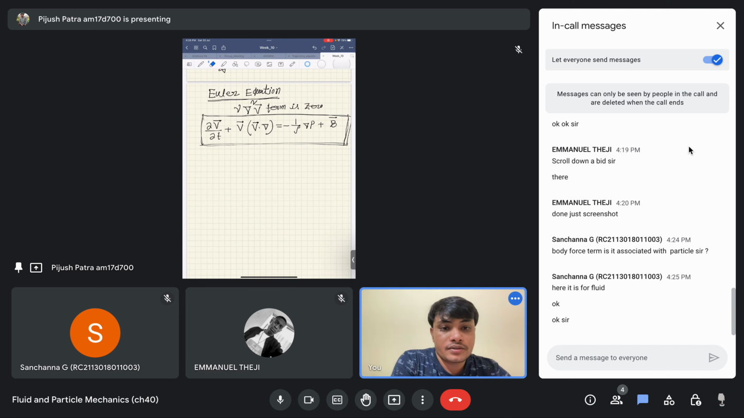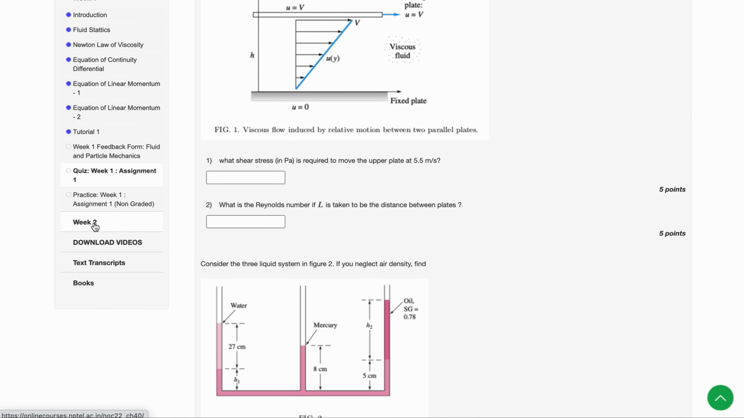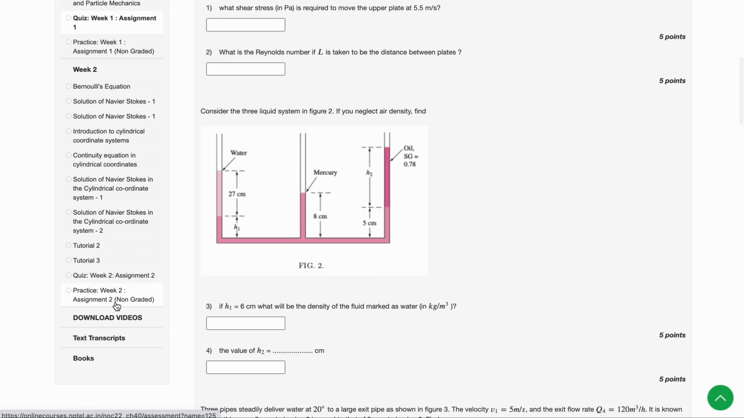So okay then, thank you. Next week at this time we will again meet. If you have any doubt in between, I think in the next week he will discuss the Bernoulli's equation, the Navier-Stokes equations in cylindrical coordinate, and, let me check once, yes, in cylindrical coordinate, the continuity equation and the solution of Navier-Stokes equation, where it is possible to solve.